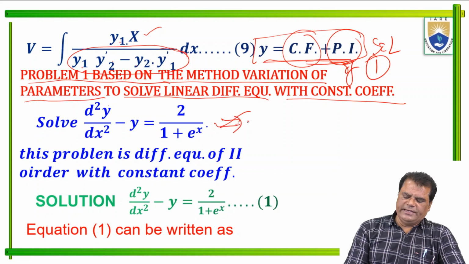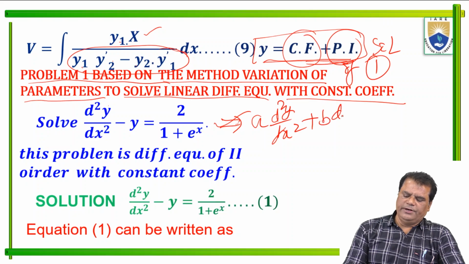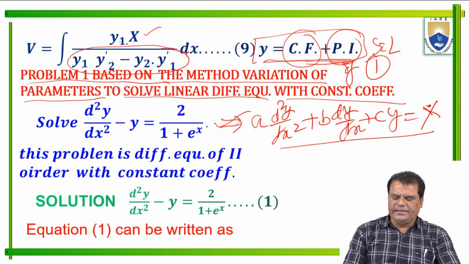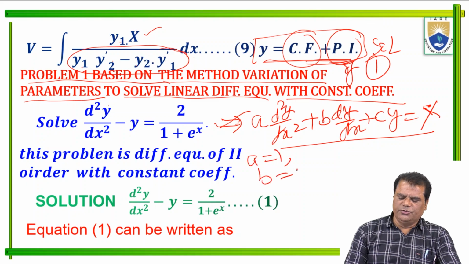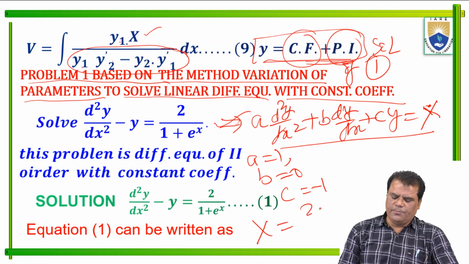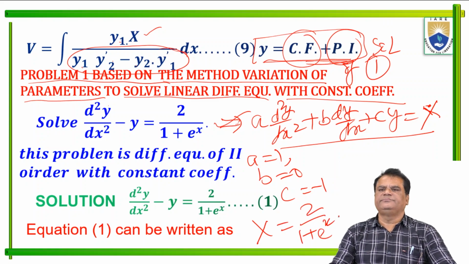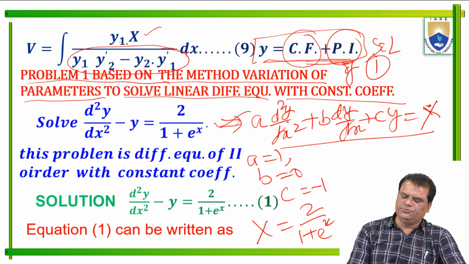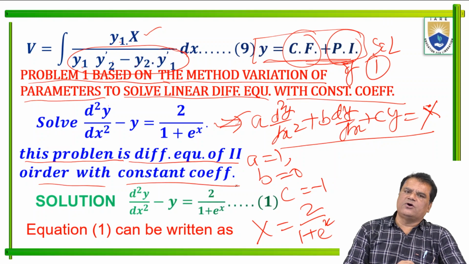Comparing with the general equation a d2y over dx2 plus b dy over dx plus cy equal to X. After comparing here, a is 1, b is 0 and c is minus 1, and X is 2 upon 1 plus e to the power x. Basically a, b, c and X, we are finding this. This problem is a differential equation of second order with constant coefficients.